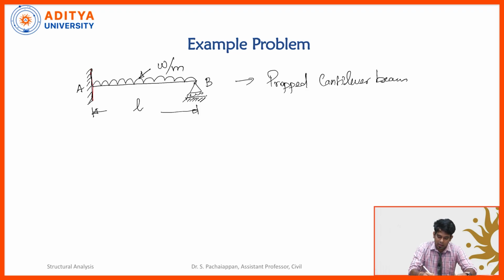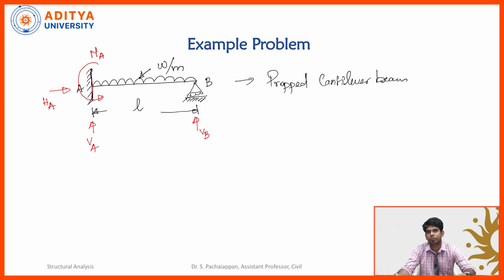At support A, I am going to have a reaction. Let's say this is the vertical reaction, and I am naming it VA. Similarly, at support B, I am going to have the vertical reaction. Let's say it's VB. So two vertical reactions. And then at support A, I am going to have the horizontal reaction HA, and the moment, which is MA.